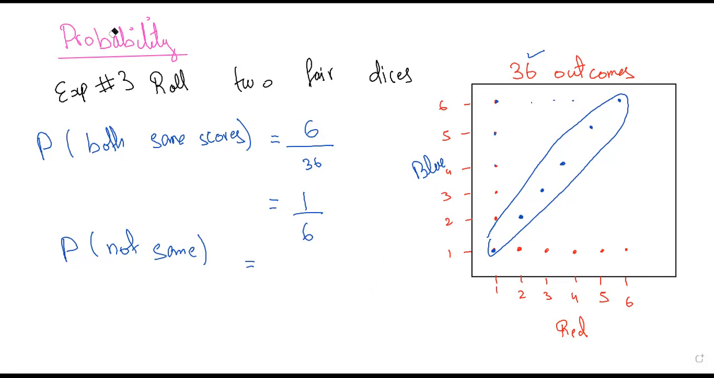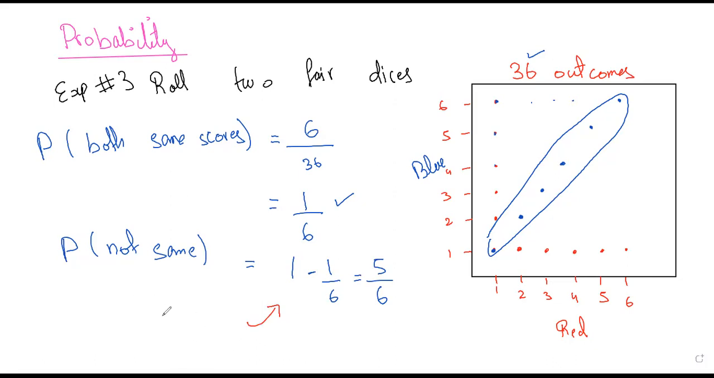Another way is this. As we have been talking about standard deviation and variance, we have discussed that the sum of probabilities for one scenario is 1. So if the probability of getting same scores is 1 by 6, the probability of getting not same scores would be 1 minus 1 by 6, and that would give you 5 by 6. So you can do it either way, but I would strongly advise you guys to get comfortable with this concept.